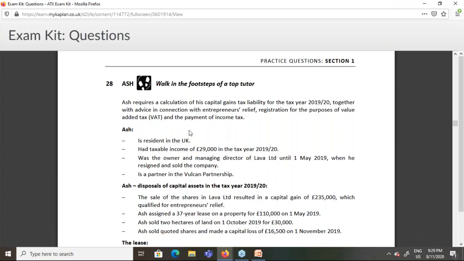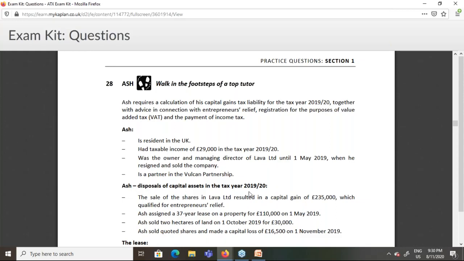Ash is resident in the UK, has taxable income of 29,000, was the owner and managing director of Lava Limited until 1st of May 2019, when he resigned and sold the company. He is a partner in the Vulcan Partnership. So he's the owner, managing director of a company called Lava Limited, and until 1st of May 2019, when he resigned and sold the company, is a partner in Vulcan Partnership.